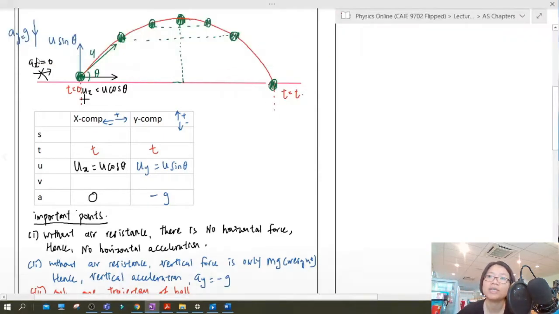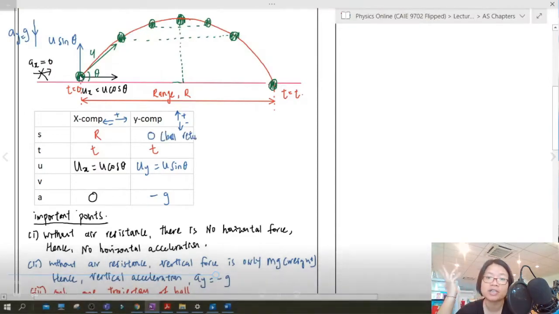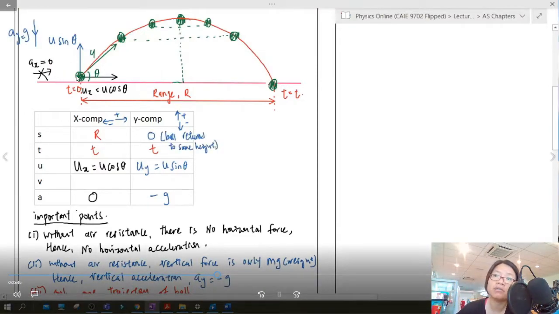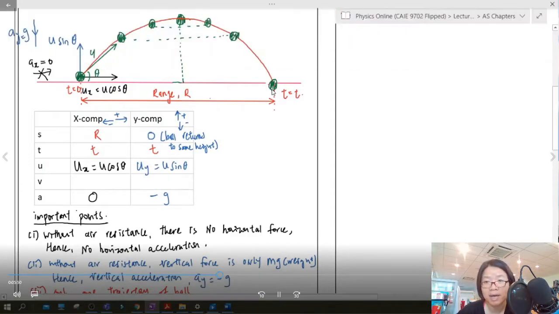So let's say you release the projectile at t equal to 0 and it hits the ground at t equal to T. The horizontal distance traveled, normally called the projectile range, let's say R. And the y component for the displacement will be 0 because the ball returns to the same height again. This is just in case you want to calculate some stuff.